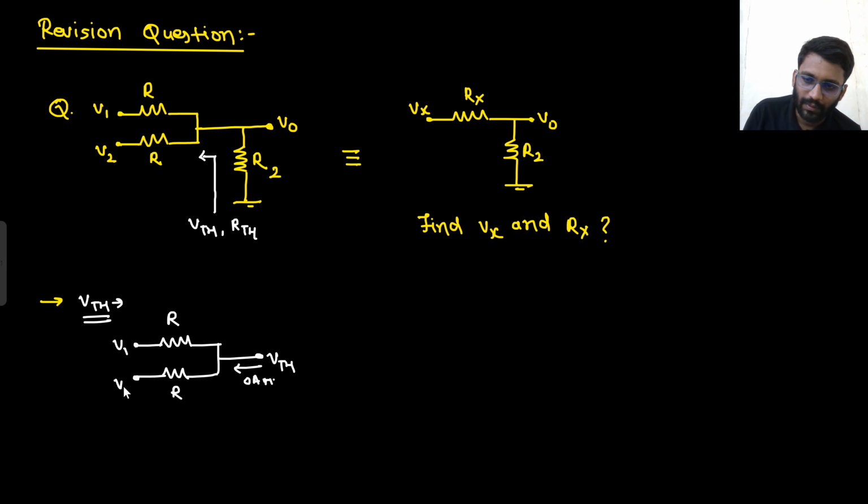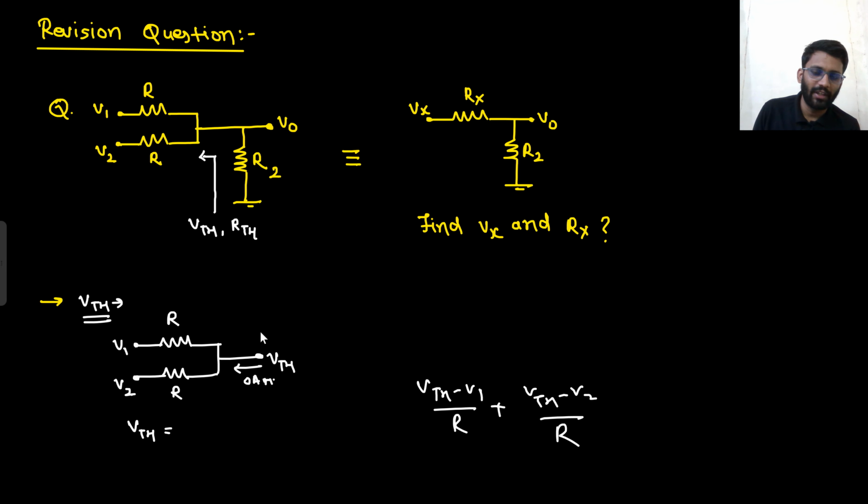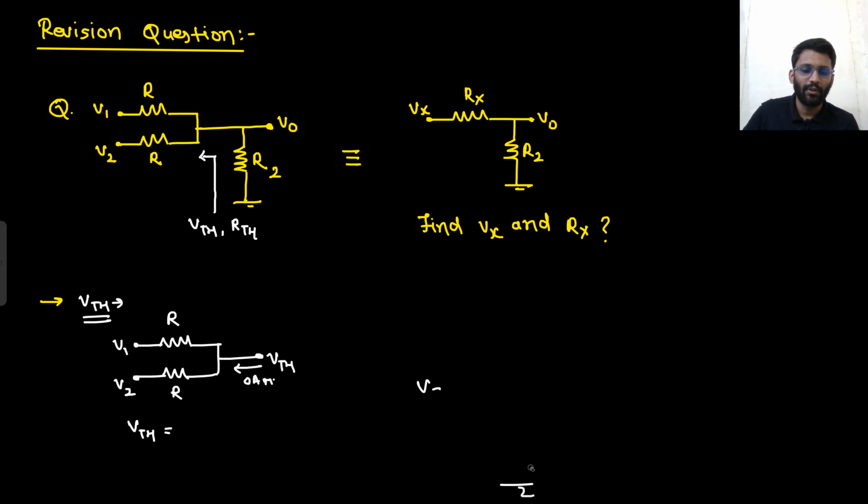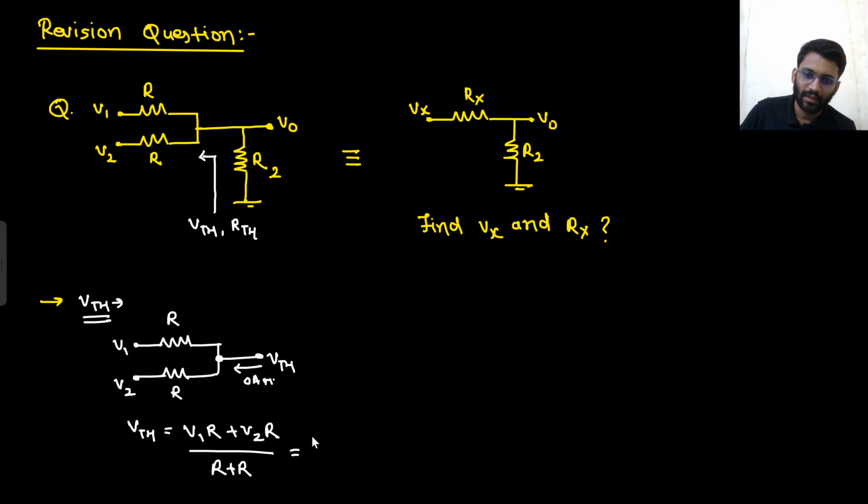This is V1, this is V2. What will be your Vth? Can you tell me directly without even writing the nodal analysis? You can write the nodal analysis as well. Vth minus V1 by R plus Vth minus V2 by R. From Vth, is there any current coming? No. Is equals to 0. So Vth will be equals to V1 plus V2 by 2. Or I told you one method: you are writing down the potential of the middle point. So what will be the potential? V1 into R plus V2 into R divided by R plus R. That would be V1 plus V2 by 2.